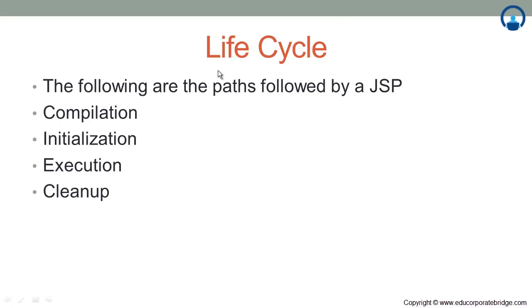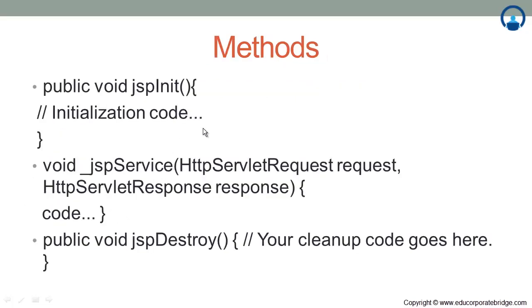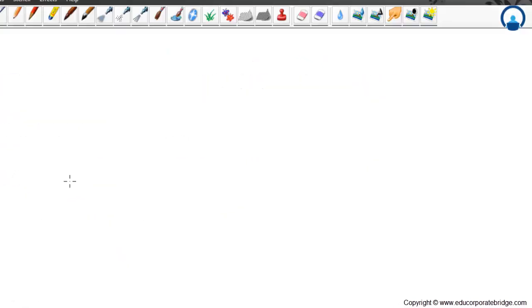Like servlet had a life cycle, it had an init method, it also had a service method, and then it also had a destroy method. Similarly, we have a life cycle of our JSP, and the JSP has four phases: first is compilation, next is initialization, then execution, and at last cleanup. Now we'll be discussing all of these. First of all, JSP is faster than servlet. Now how do JSPs work?